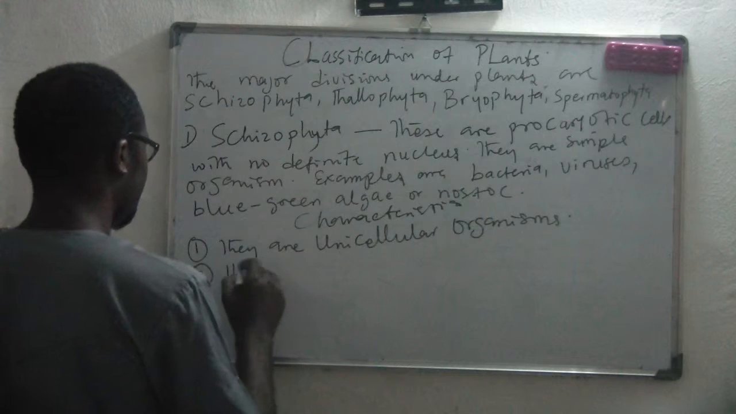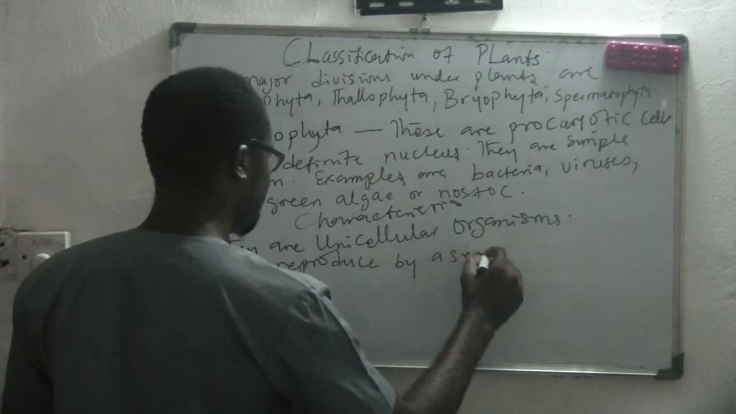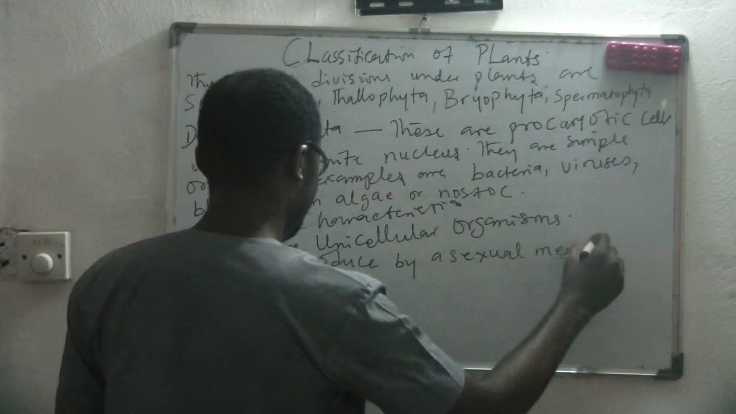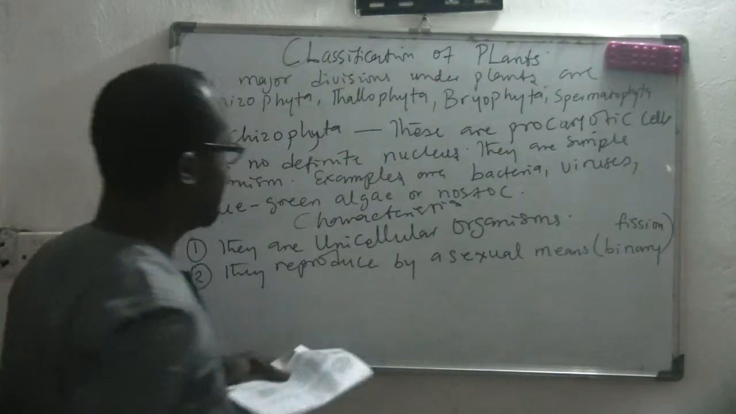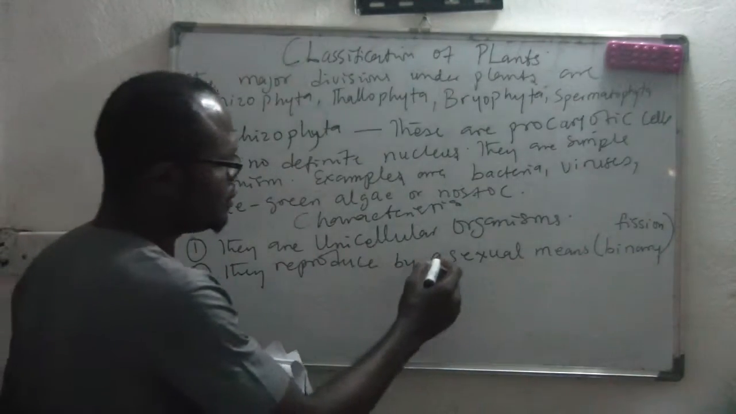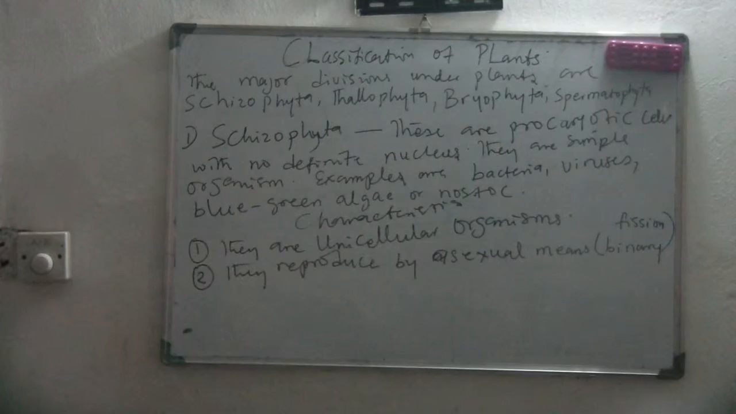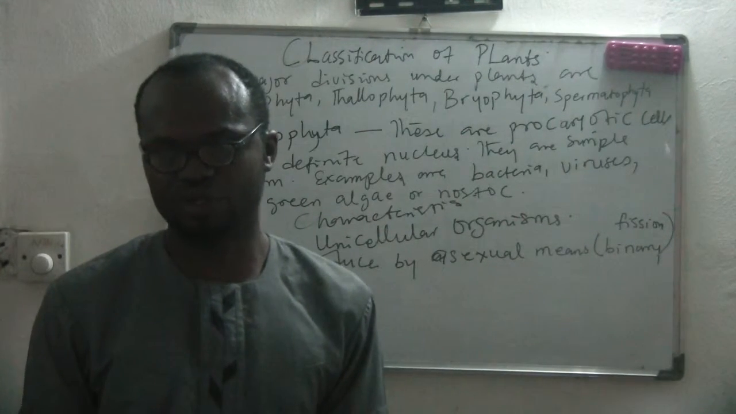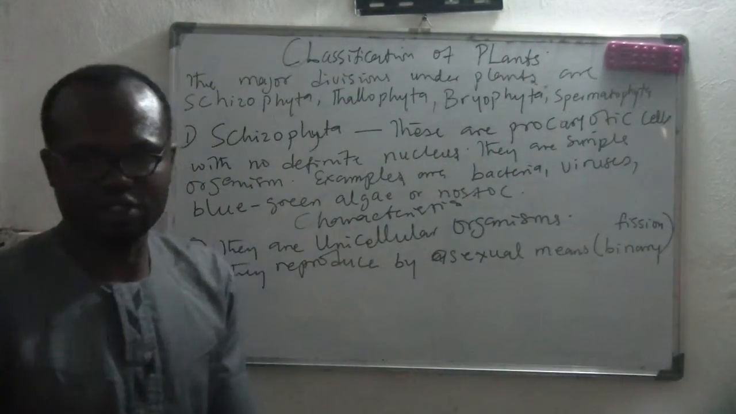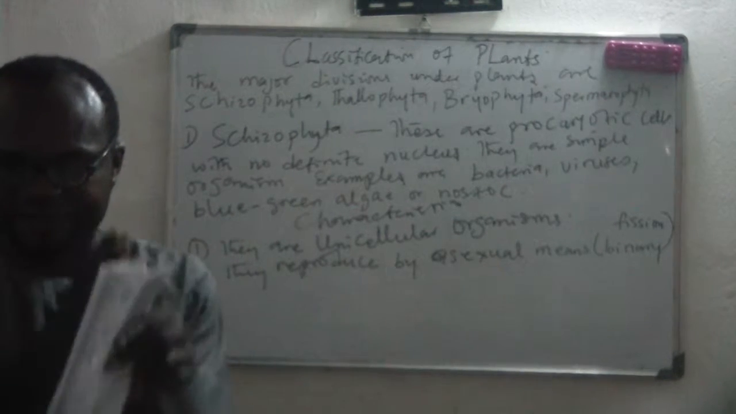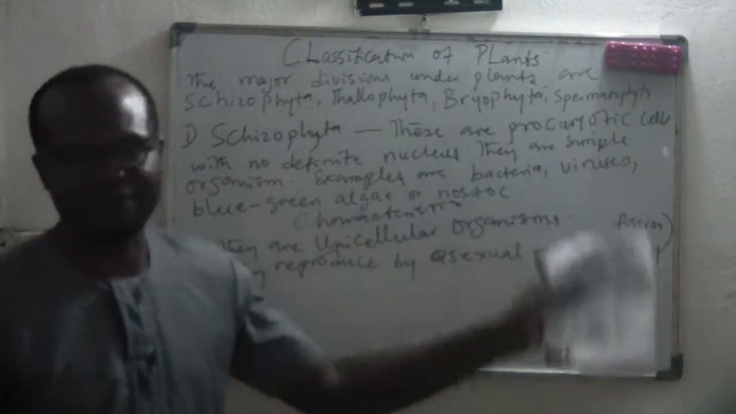Number two, they reproduce by asexual means, in brackets, binary fission. They reproduce by what means? Asexual means, binary fission. You understand? They are not like human beings that will need the male part and the female part to come and meet in order to produce young ones. These ones reproduce by division. The cell will just divide into two. That's what is called binary fission. That's how they make new ones. Once any cell matures enough, it divides. The division matures enough again, divides again. That's how schizophyta, that's how bacteria and viruses reproduce.